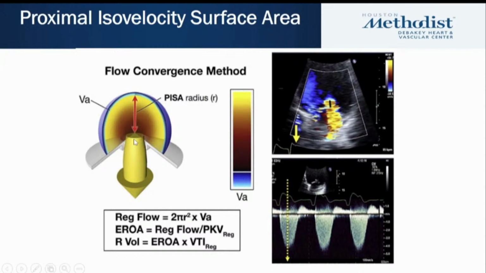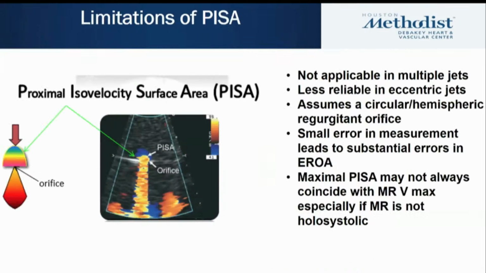The effective orifice area, which is right here, is calculated by dividing the regurgitant flow by the peak velocity of the jet as determined by the continuous wave Doppler. The regurgitant volume is then determined by multiplying your effective orifice area right there by the TVI of this regurgitant jet. So the PISA method enables you to determine the effective regurgitant orifice area and the regurgitant volume.